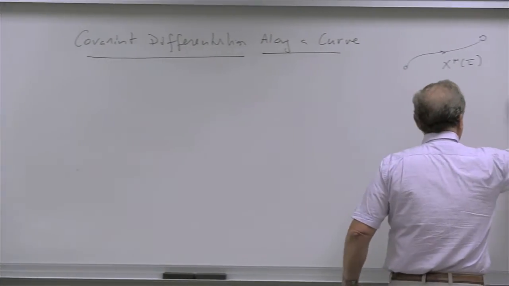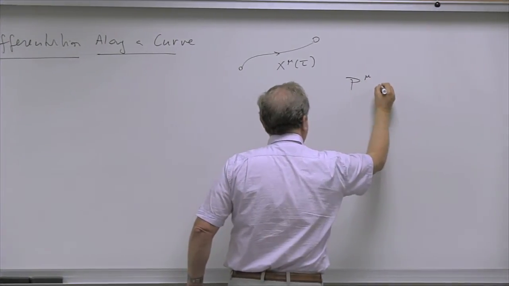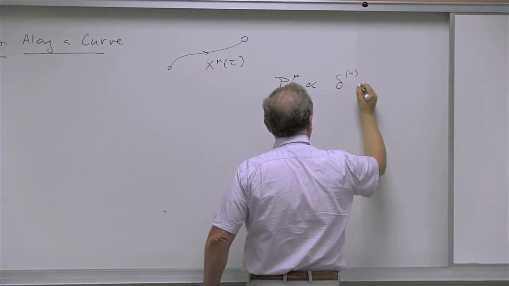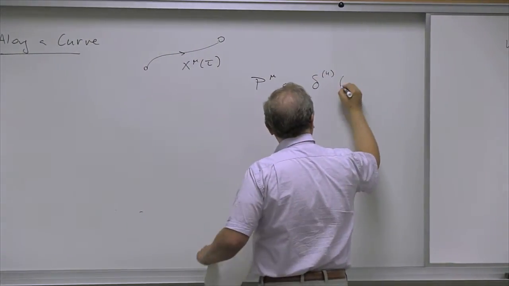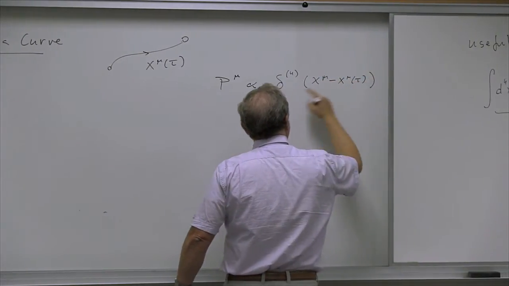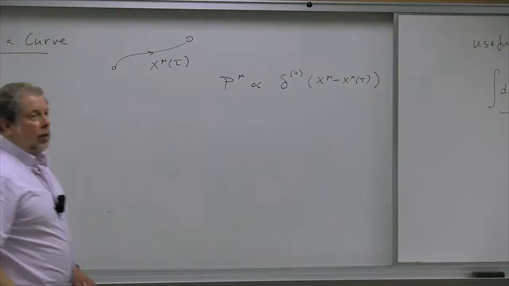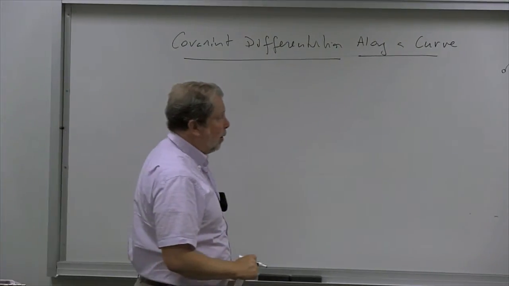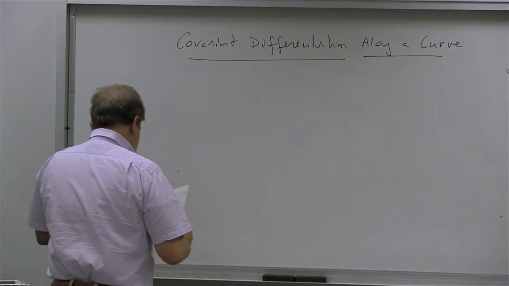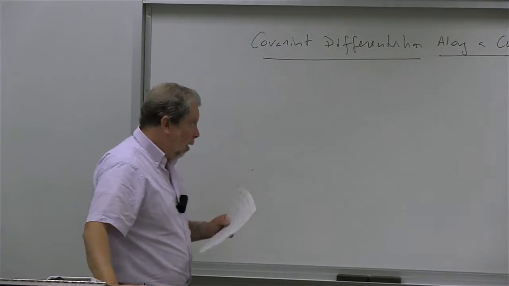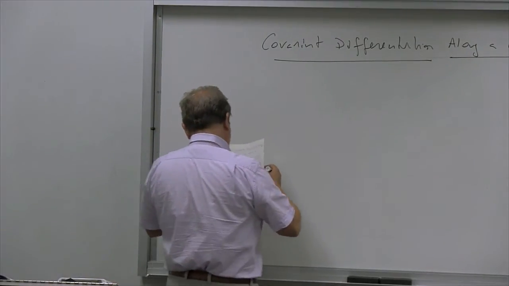So, for example, we can have the 4-momentum, and that is going to be proportional to some delta 4 of x mu minus x mu of tau. So the 4-momentum associated with the particle is going to be 0 everywhere except where the particle is located, which is along that trajectory. So that means that we can define the differentiation along the curve. That is done in this way.